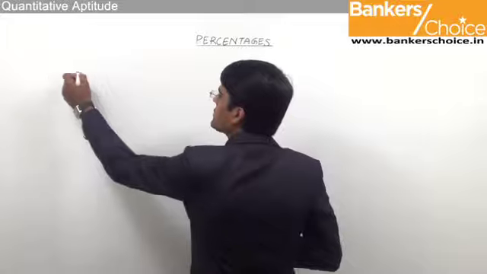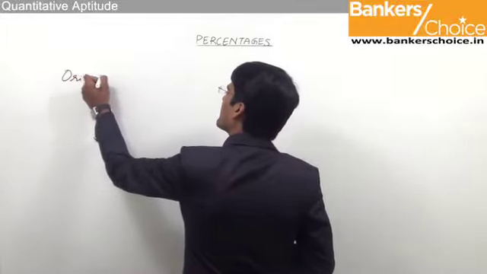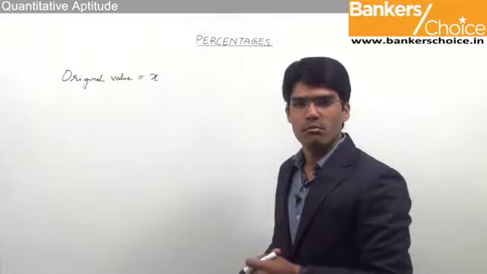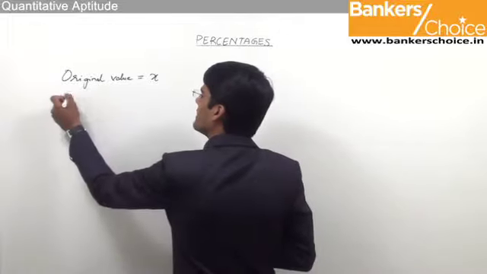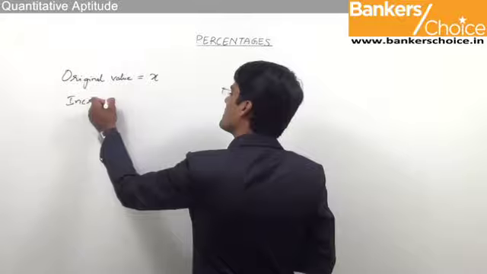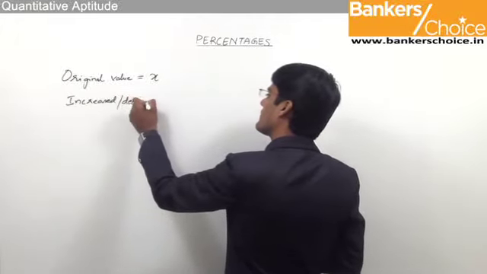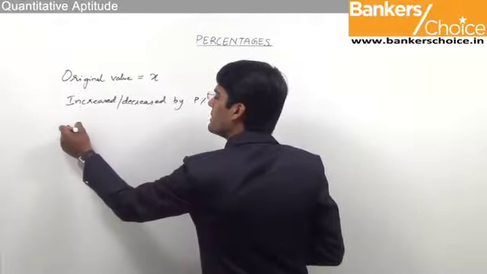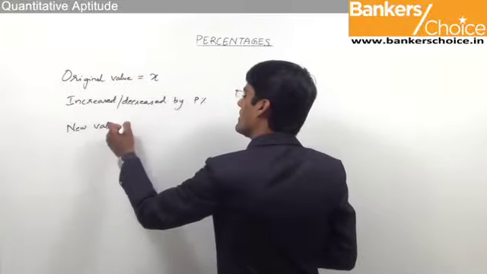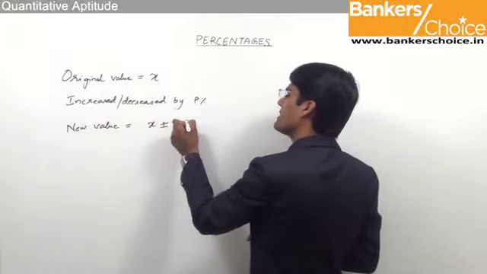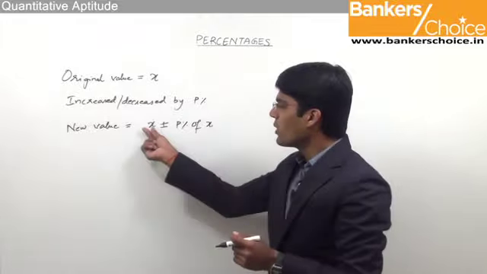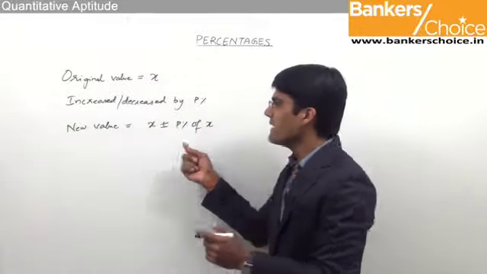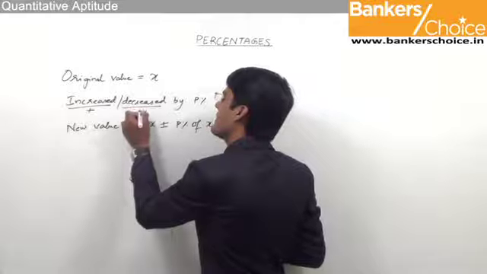Let us now understand how to increase or decrease a given value by some percentage. For example, let us assume that some original value is equal to x. Now when this value x is increased or decreased by p%, then the new value can be taken as x plus or minus p% of x. That is nothing but original value plus or minus p% of the original value. We should use plus when it has increased and we should use minus when it has decreased.